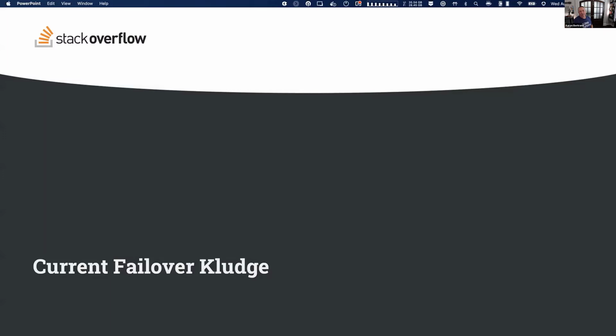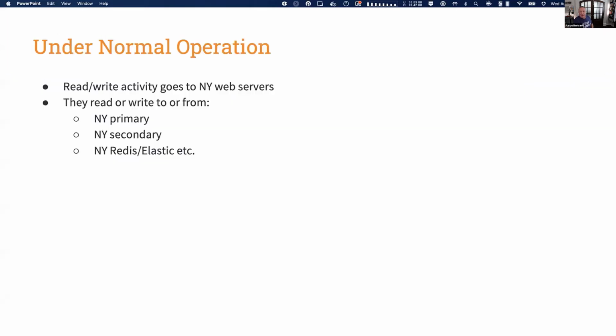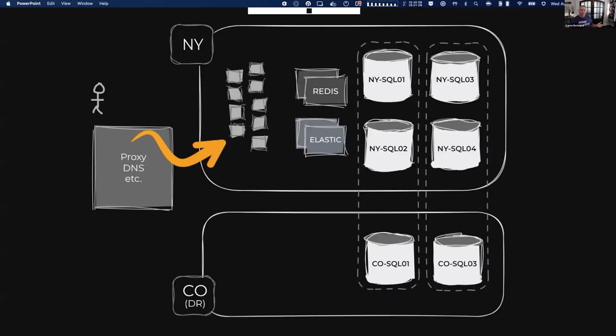And the way that we deal with this is under normal operation, we have read-write activity that goes to the New York web servers, and then they interact with the services that are in that data center, right? So you have these 9 web servers in New York, and they talk to Redis and Elastic and the primary and the secondary in New York. This is the way things normally operate.